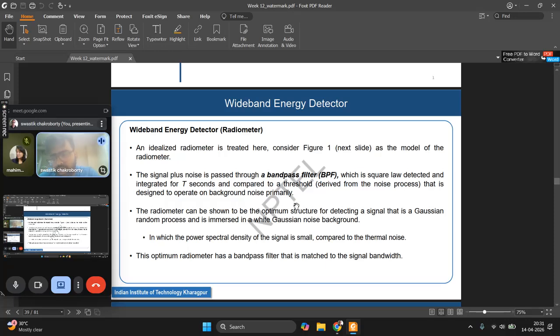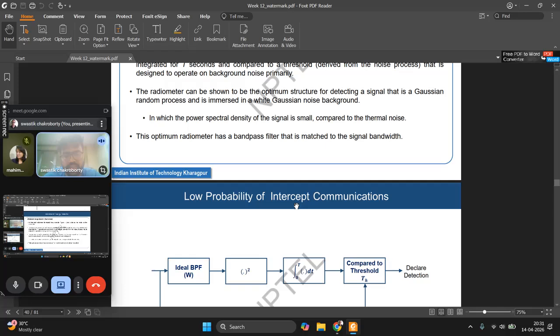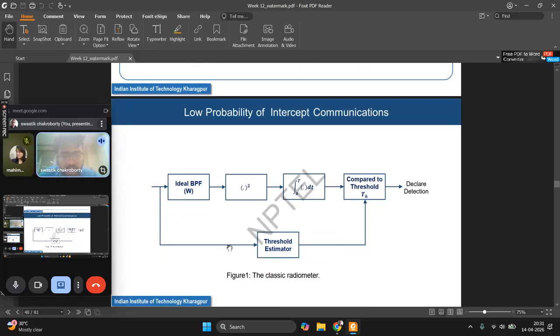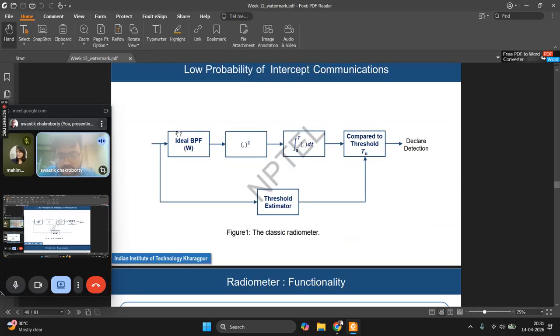Okay, so an idealized radiometer is treated here in figure 1. So this is an idealized radiometer. It considers the entire band of the transmission. It uses a BPF to concentrate energy in that band of transmission. Then it has a square law device, then correlation, and then it will have a threshold.